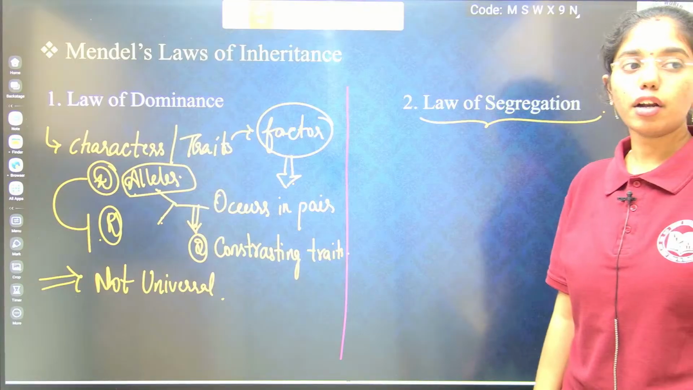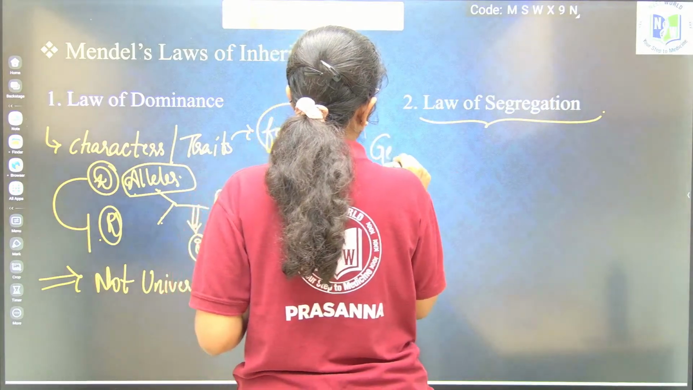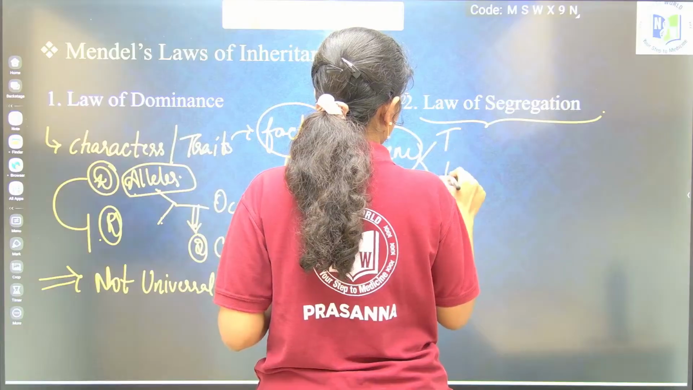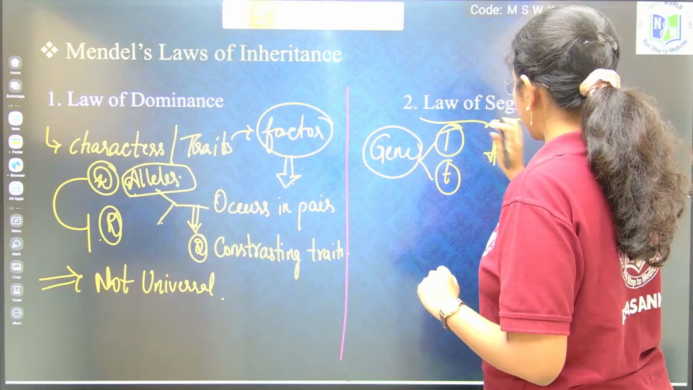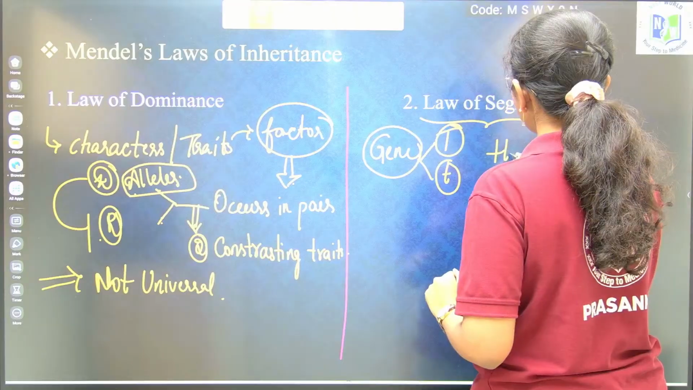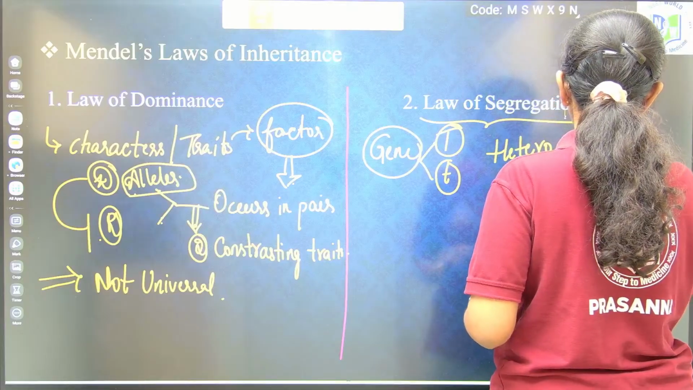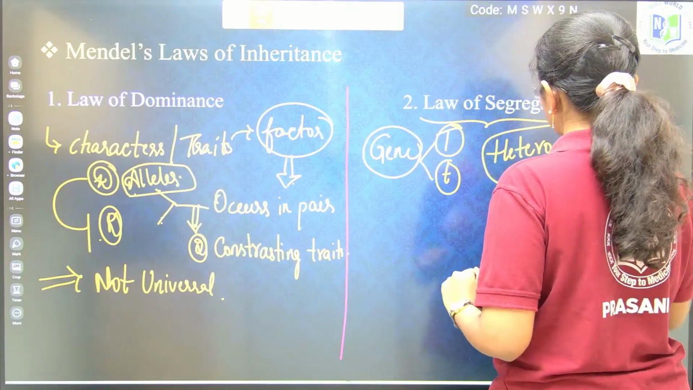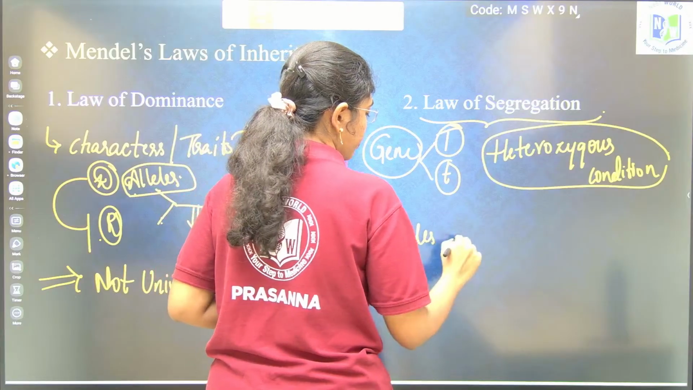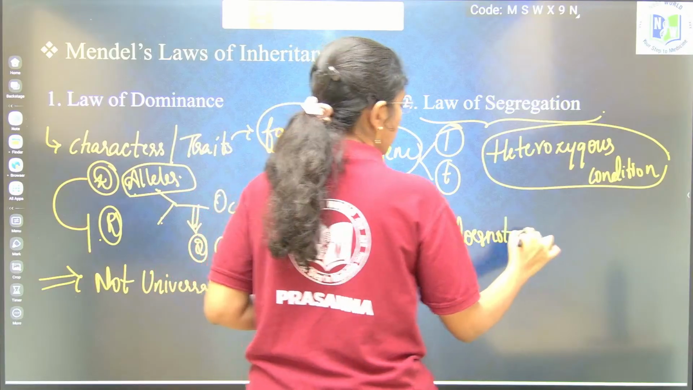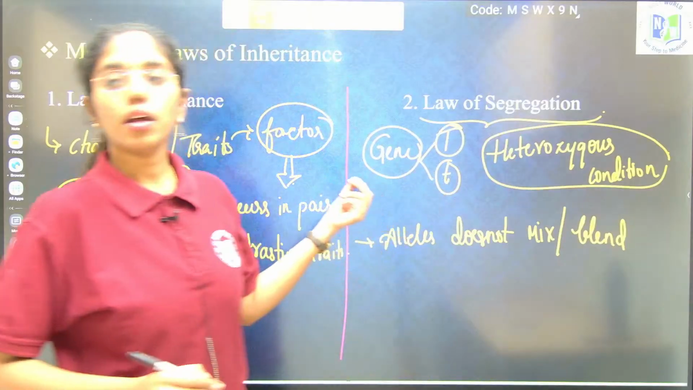And next is law of segregation. In a single factor or gene, factor is now called gene, when it has two alternative forms, let us suppose capital T and small t, when they are present together in heterozygous condition, alleles do not mix or blend with each other. They exist in their unity.